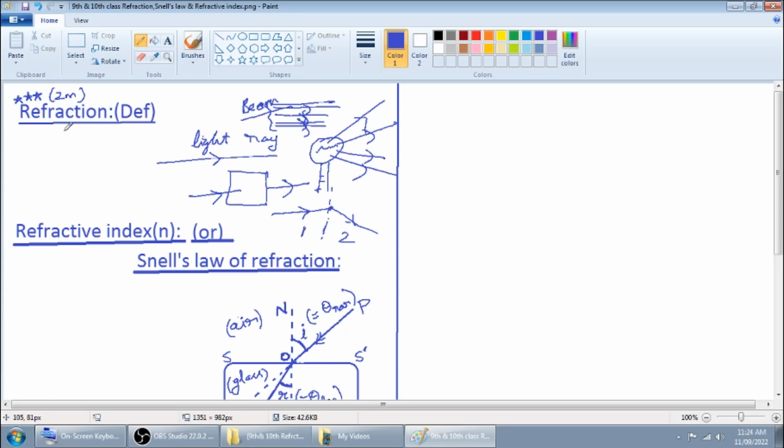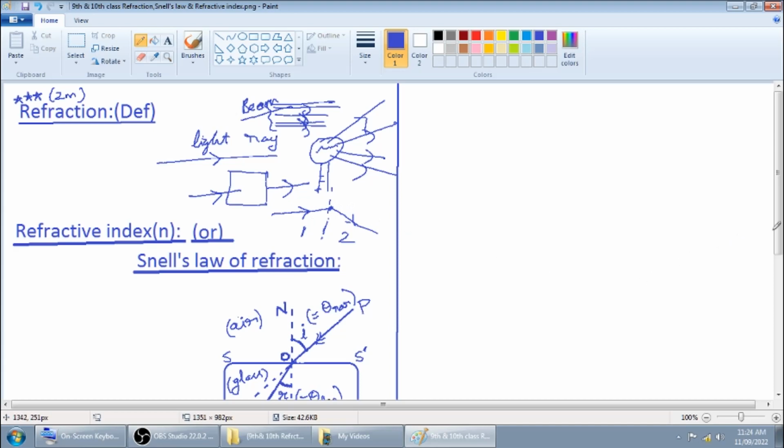So the meaning of refraction is very simple. Refraction is the bending of light traveling from one transparent medium into another transparent medium, and this bending occurs exactly at the point separating the two media.